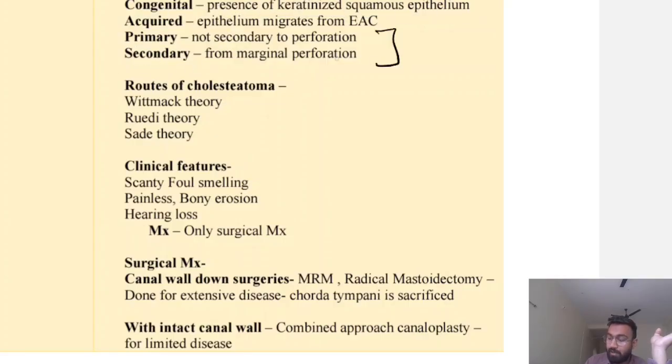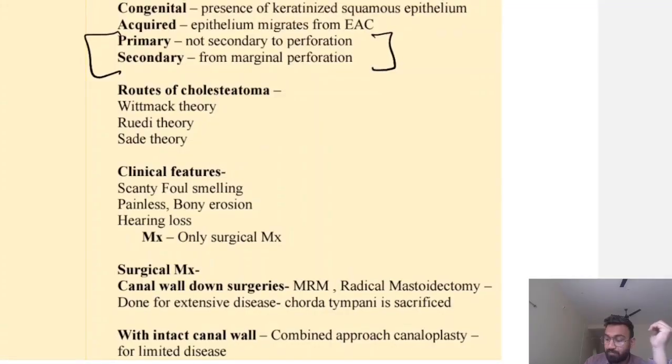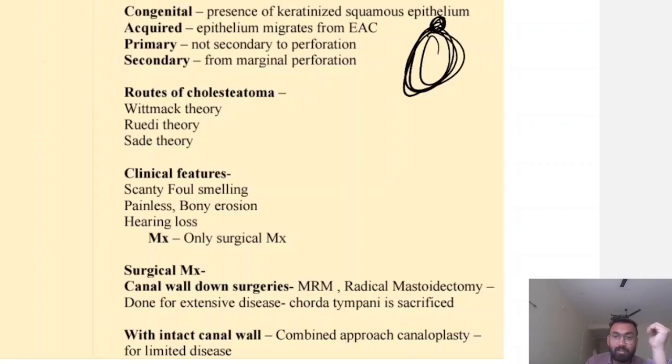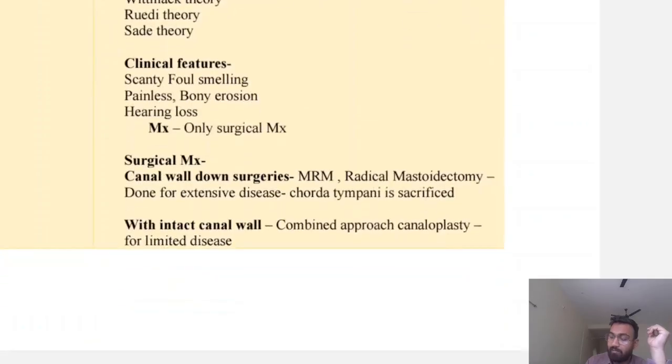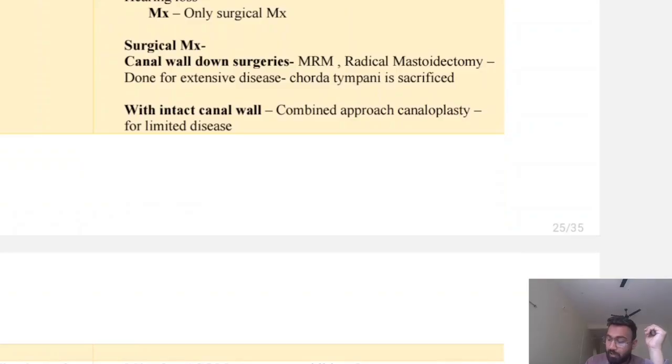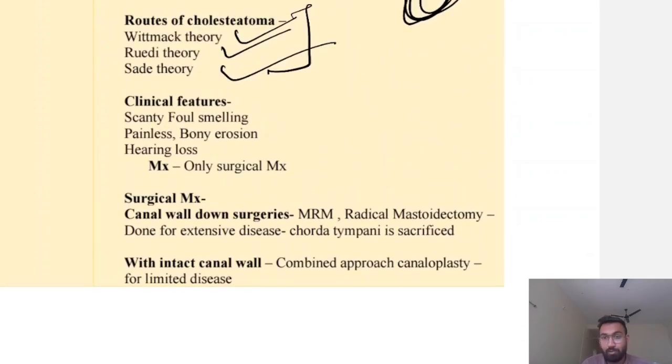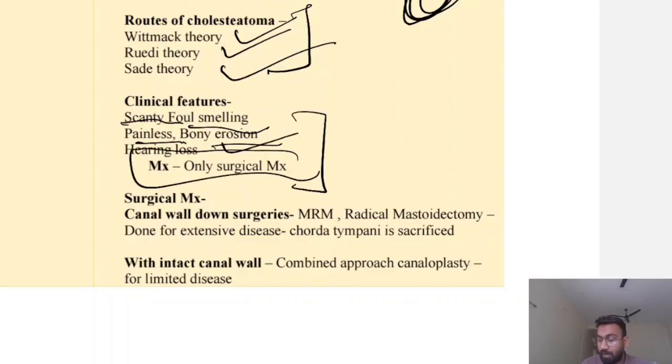Now two types, primary and secondary. So if the cholesteatoma is not secondary, then that is primary, and secondary is because of marginal perforation. I have already explained to you marginal perforation in the tympanic membrane. Okay, there are various theories for cholesteatoma: Wittmaack theory, Ruedi theory, and SAD theory. Okay, now the clinical features. So obviously, you have to understand in chronic mucosal otitis media, there is profuse discharge. In chronic suppurative otitis media, there is scanty, foul-smelling discharge, painless, bony erosion is there, hearing loss, and it can only be managed surgically.